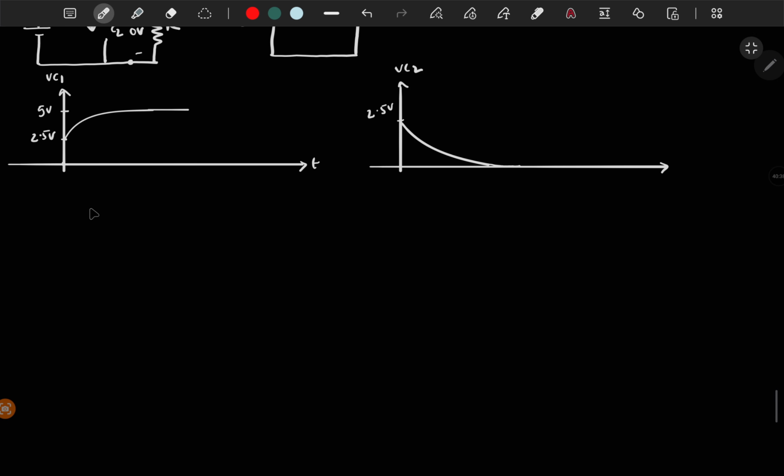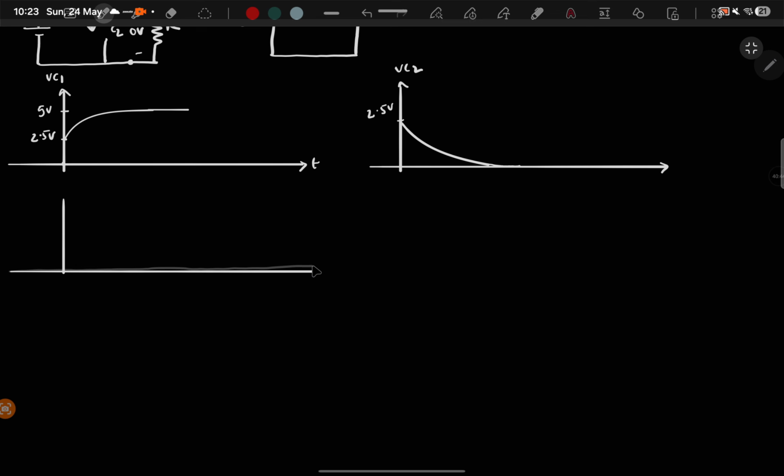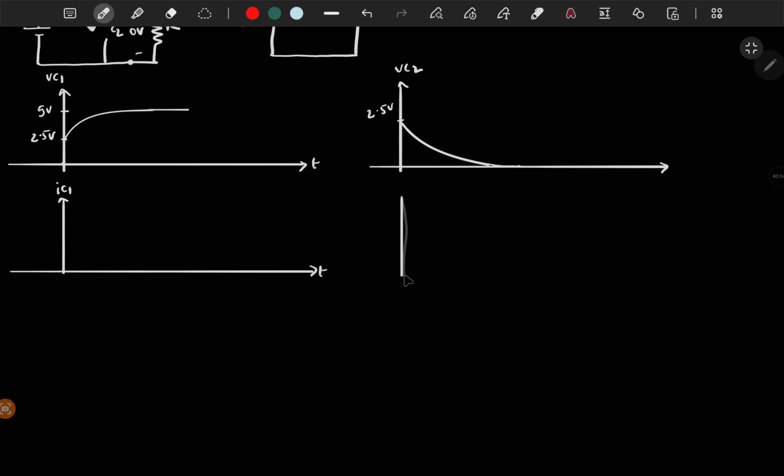So you can directly draw the current waveforms also. That is the intention of the course. You have to draw the voltage and current waveforms of the capacitors and inductors intuitively. The equations are secondary, but initially you have to draw this intuitively.